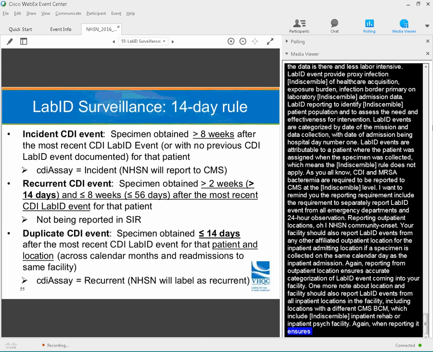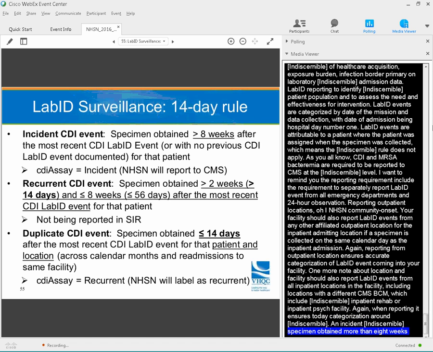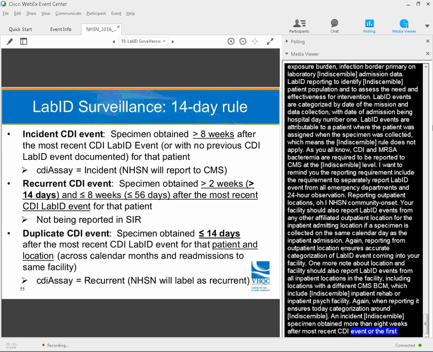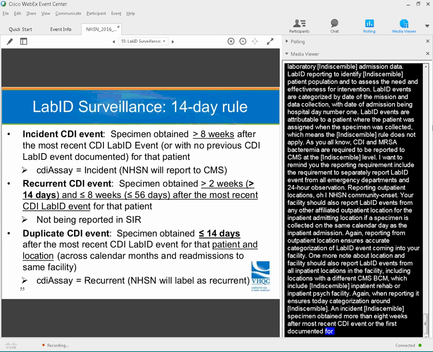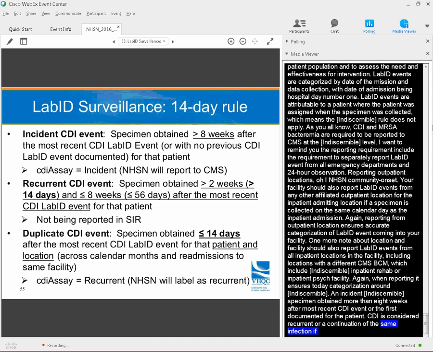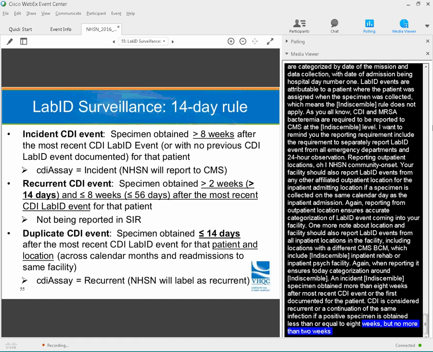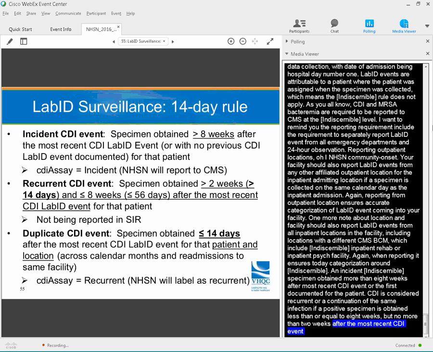An incident CDI event is a specimen obtained more than 8 weeks after the most recent CDI event or the first documented for the patient. CDI is considered recurrent or a continuation of the same infection if a positive specimen is obtained less than or equal to 8 weeks, but no more than 2 weeks after the most recent CDI event for that patient. Recurrent cases are not included in calculations of SIR.